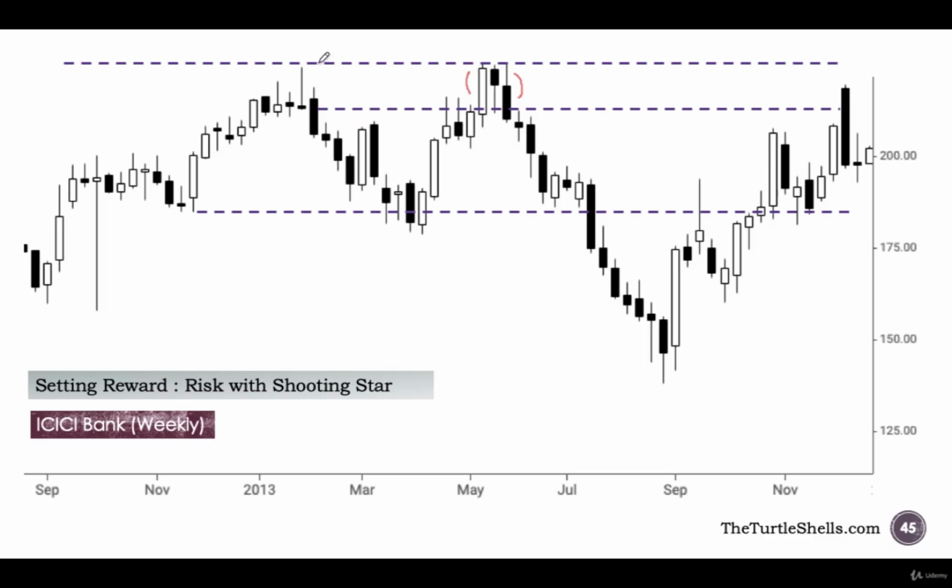And now you can understand the importance of why we need to keep the stop loss just above this purple dotted line, which is the high of the shooting star, by a small 1 or 2 ticks. In fact, it is more than 1 or 2 ticks because it's a weekly chart. So you have to keep it slightly higher than drawn by the purple dotted line so that our stop loss doesn't get hit.